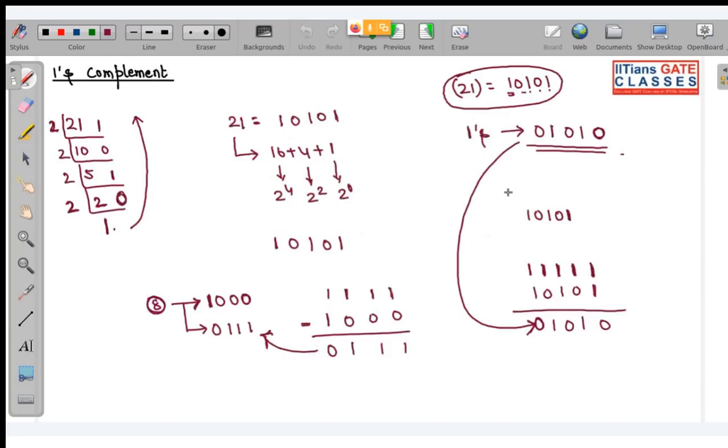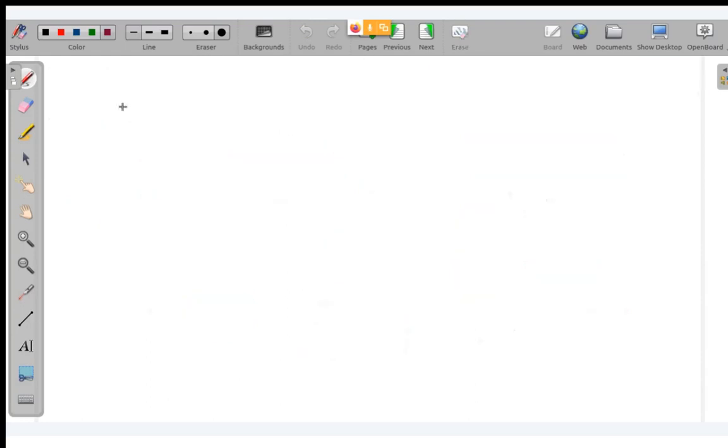Now again come back over here. If I tell you that this number is your ones complement, find out the original decimal number. So what will you do? Very simple. You will once again complement bit by bit. So that will be 1 0 1 0 1, and you get that this is 21.